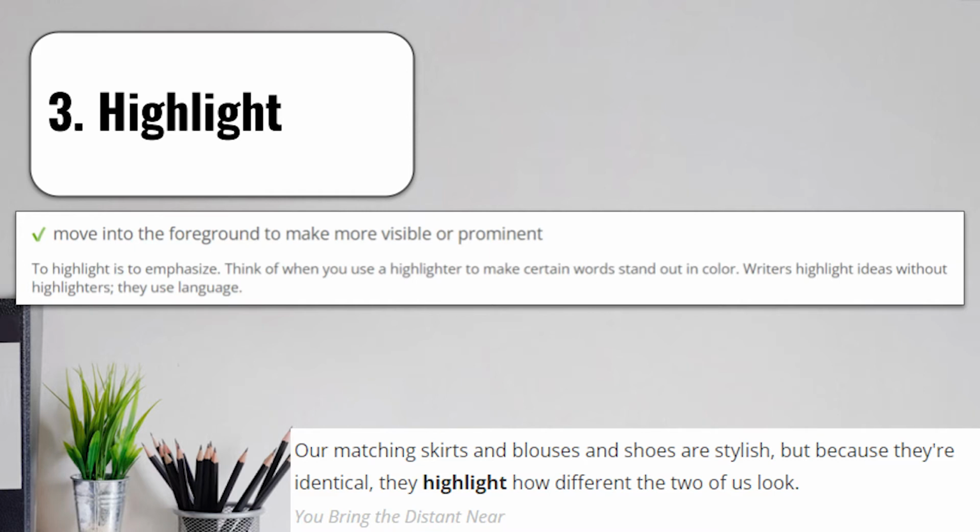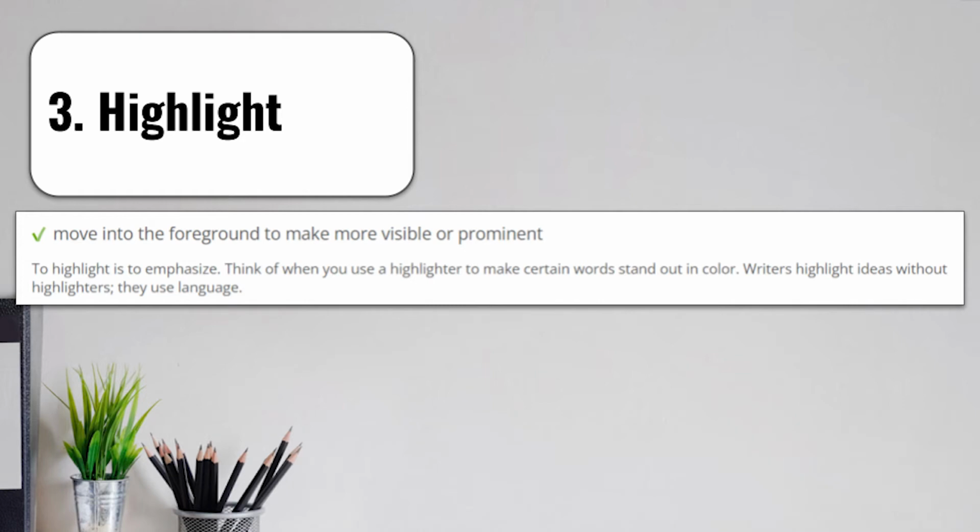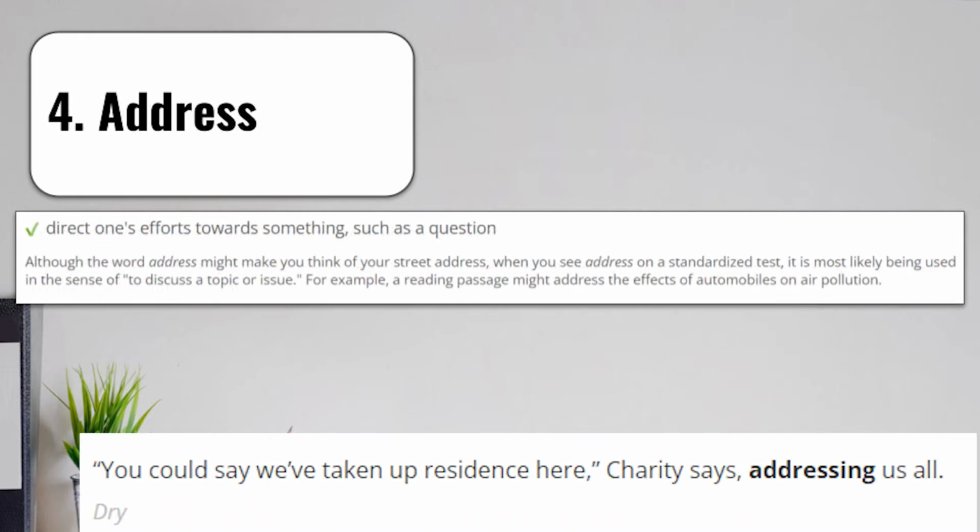Writers highlight ideas without highlighters. They use language, they use words to bring certain things to the forefront and emphasize them or highlight them for the reader. Term number 4 is address or address.